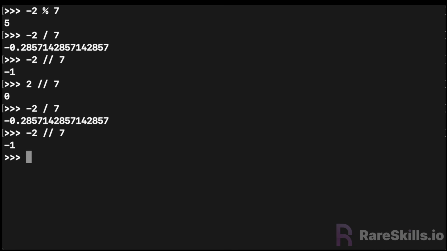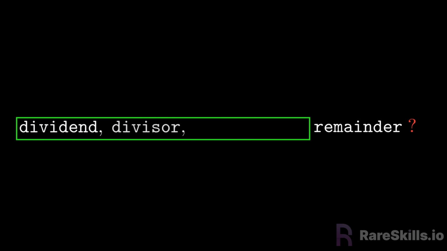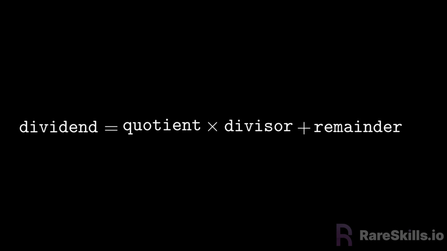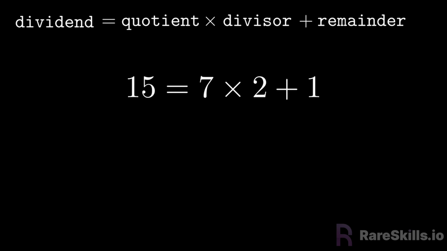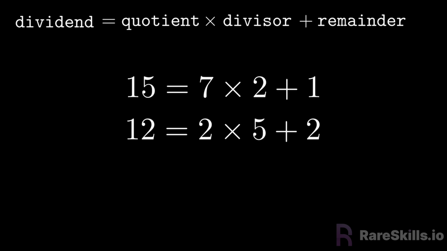Now that we know that -2 integer divided by 7 is -1, how do we compute the remainder? The relationship between dividend, divisor, and quotient is as follows. Dividend is equal to quotient times divisor plus remainder. We encourage you to pause the video and try out a few examples to convince yourself that this is indeed the case. 15 divided by 7 is 2 with a remainder of 1. 12 divided by 2 is 5 with a remainder of 2. And 11 divided by 2 is 4 with a remainder of 3.